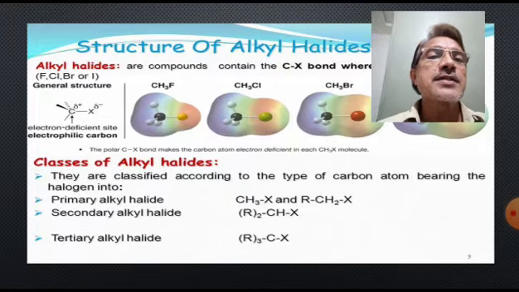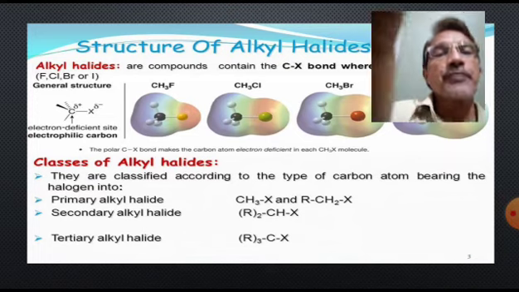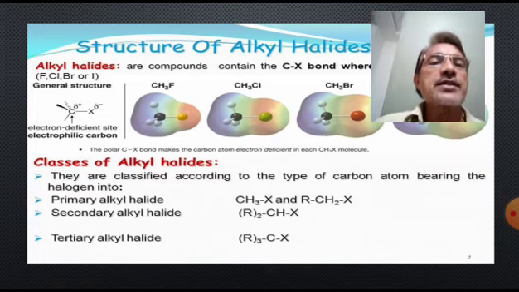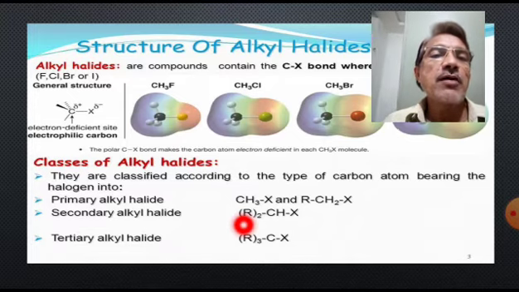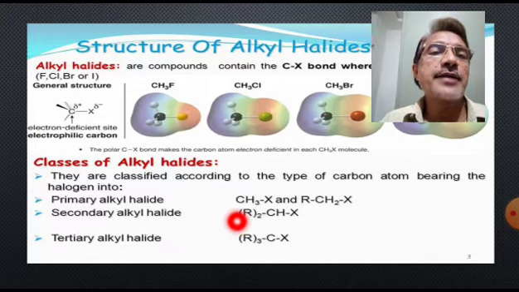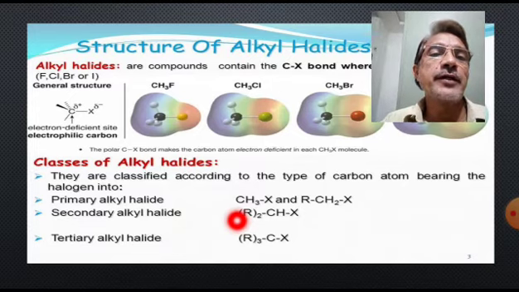Now, let us discuss the classes of alkyl halides. Alkyl halides are classified into three types: primary alkyl halides, secondary alkyl halides, and tertiary alkyl halides. They are classified according to the type of carbon atom bearing the halogen.